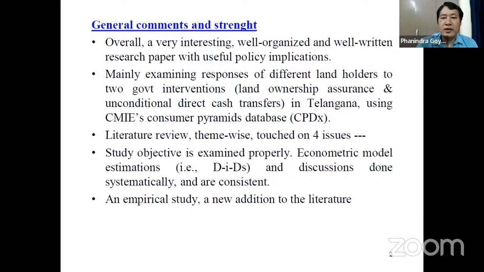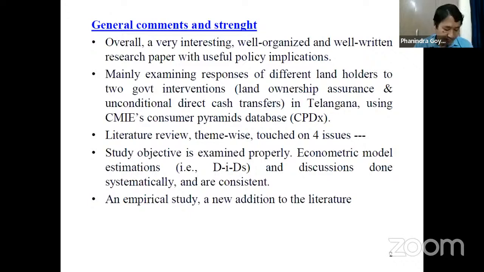Without repeating what has already been presented, I'll just go through some important points. Just to repeat again, this paper is examining responses of different landholders to mainly two government interventions, land ownership assurance and unconditional cash transfers to farmers in the state of Telangana. And the paper is using CMIE's consumer database at the household level.